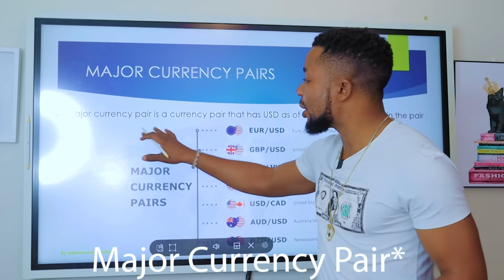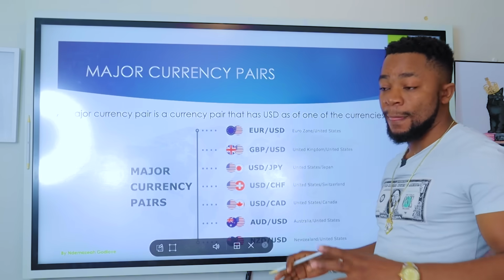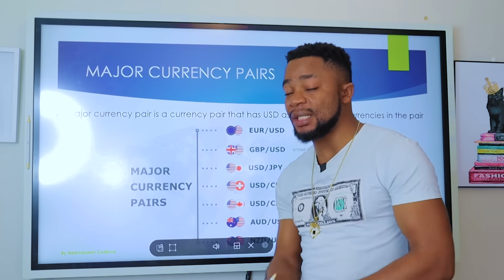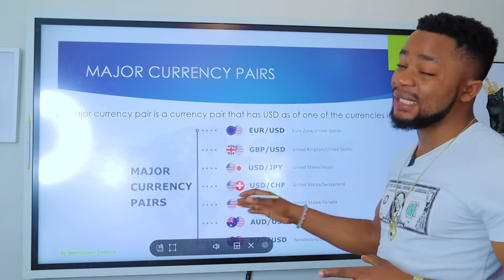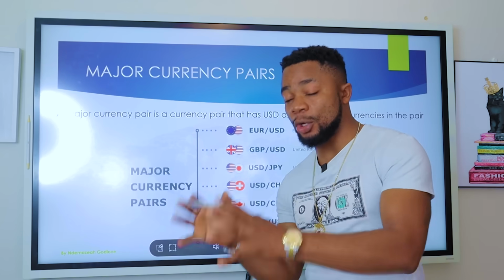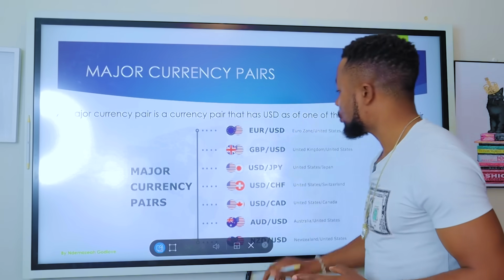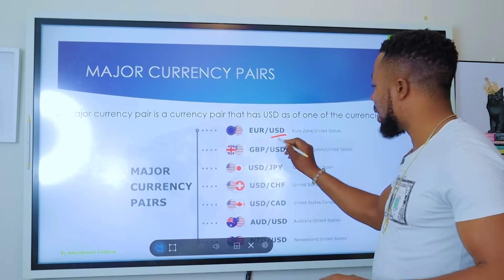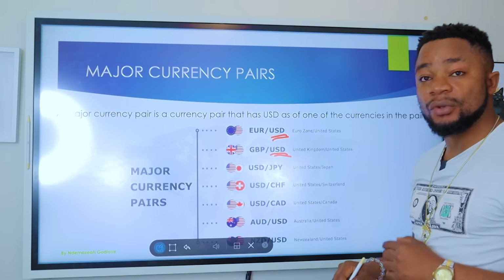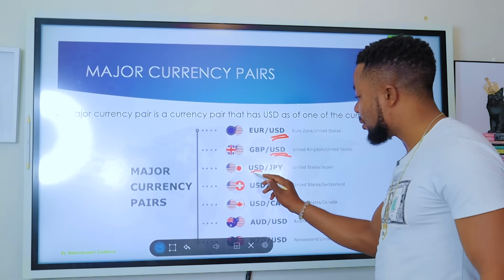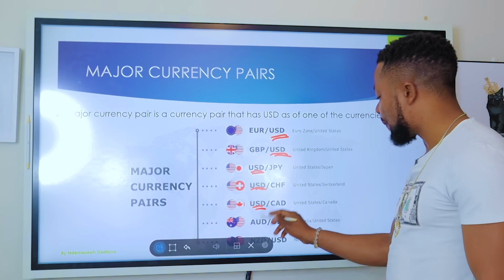So that's why we say a major currency pair is a currency pair that has the United States dollar as one of the currencies. It can either be the base or the quoted currency, it doesn't matter. But so long as it has the United States dollar as one of the currencies in the pair, we call it a major currency pair. All right. For example, we have Euro USD. You can see it has USD. We have Great Britain Pound USD. You can see it has USD. We have USD Japanese Yen. You can see it has USD. We have USD CHF, USD CAD, AUD USD.